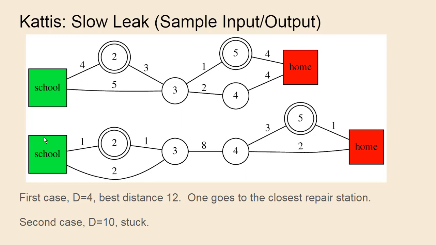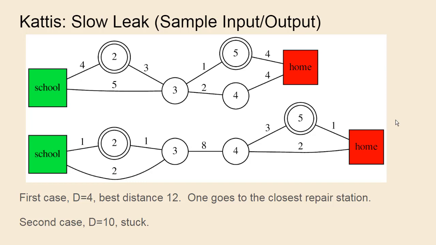Let's look at the second instance, the second sample test case. Here D is 10, and there are 2 refill stations, one here, and as it turns out, you cannot reach home, so you're stuck. The reason is even if you refill here, it will take 1 plus 2 to get to this station, or 11 to get home. So it takes distance 11 to get home, or distance 12 to get to this refuel station, but your D value is only 10, so you're stuck.